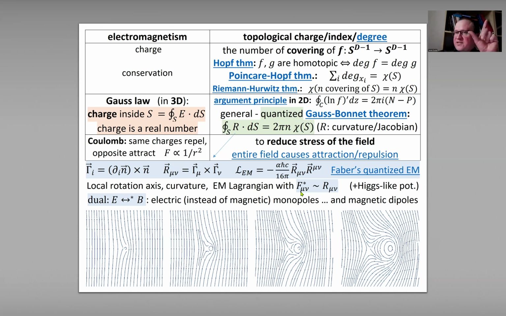Dual means that we replace electric and magnetic field to get quantized electric charges, not magnetic monopoles. If you don't do dual, you would get magnetic monopoles, which more likely do not exist. I know this is a discussion, but we don't observe them. So this way we can avoid the requirement of magnetic monopoles, because we have only electric monopoles in this dual formulation, also using quantum chromodynamics.